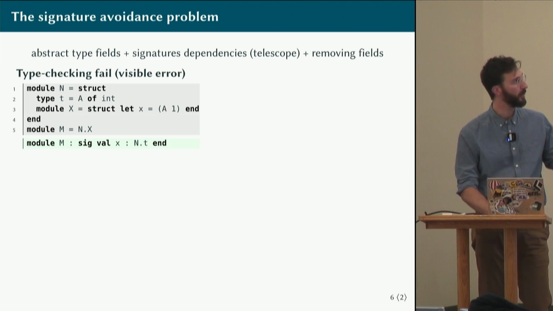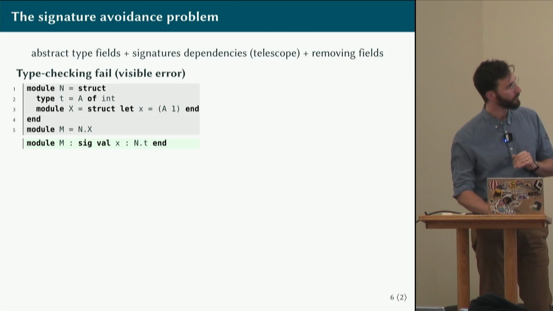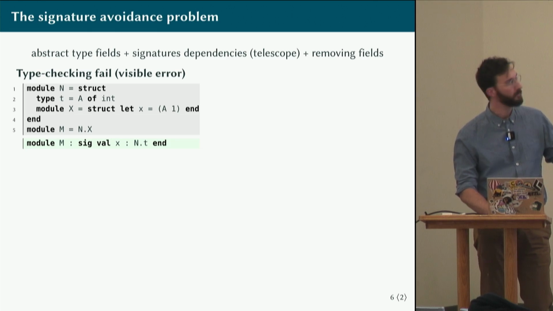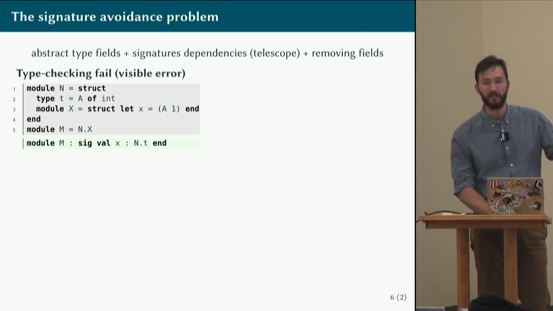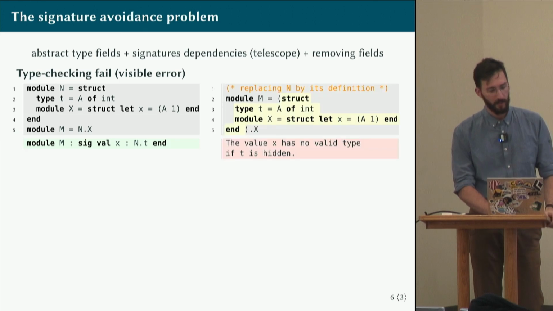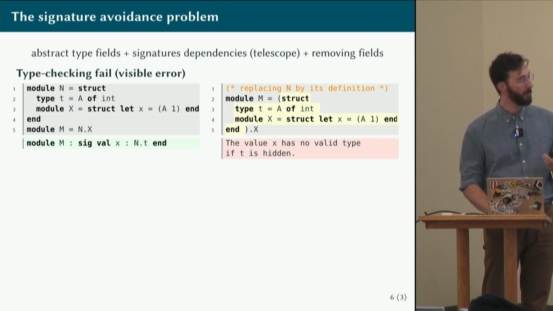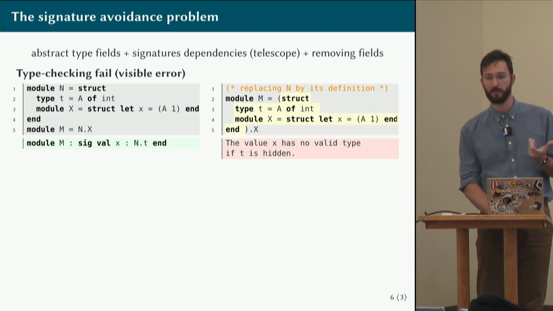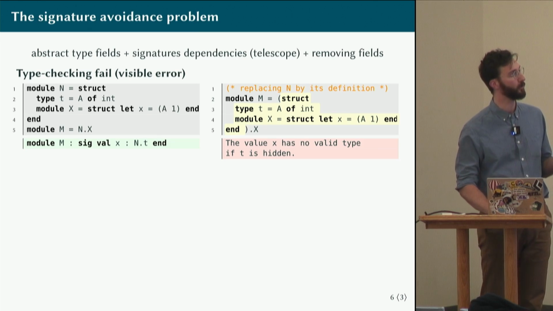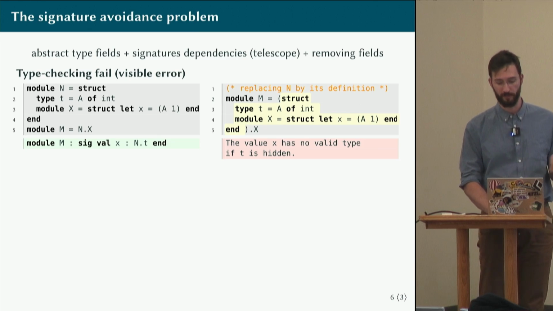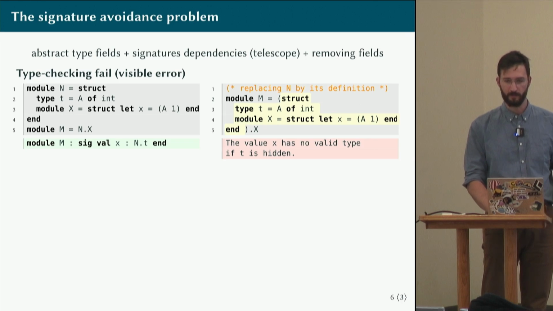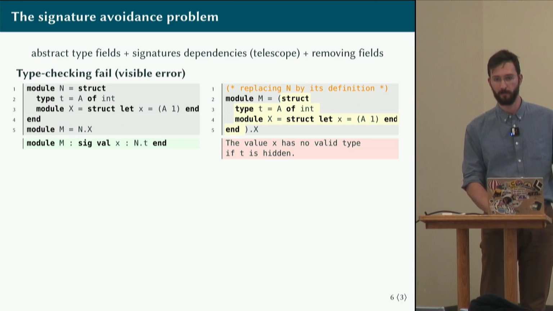We have two modules, N and M, and I'm going to inline the definition of N. N contains a type definition, T, and then a submodule that mentions this type definition. And if I do inline the definition of N inside of the definition of M, then there is a reference to this type T that has gone out of scope. And the type checker doesn't know how to resolve this reference, so it fails. So this is a problem, but it's OK because we have a failure.